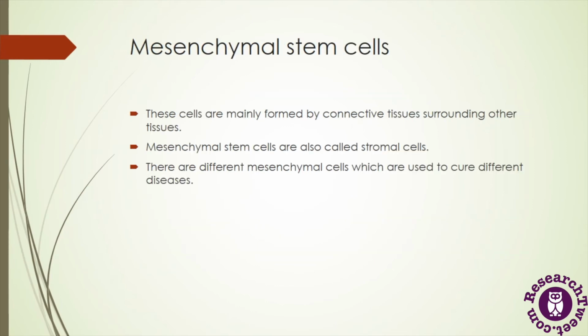Now the fifth type is mesenchymal stem cells. So the mesenchymal stem cells are mainly formed by the connective tissues which are surrounded by other types of tissues. They were originally called stromal cells because the supporting tissue of organs is known as stroma. The first mesenchymal stem cells were found in the bone marrow, which is capable of developing bones, fat cells and cartilage. So there are different mesenchymal cells which are used to cure different diseases, like bone marrow cells, which are very helpful to cure different types of cancers.